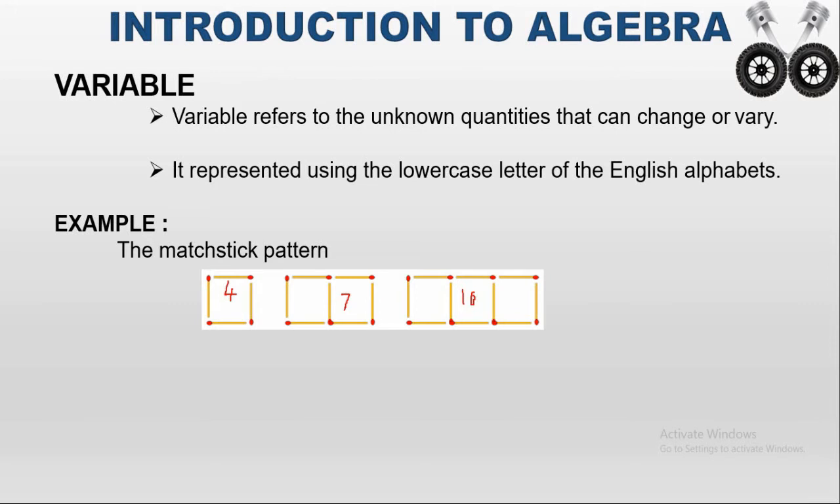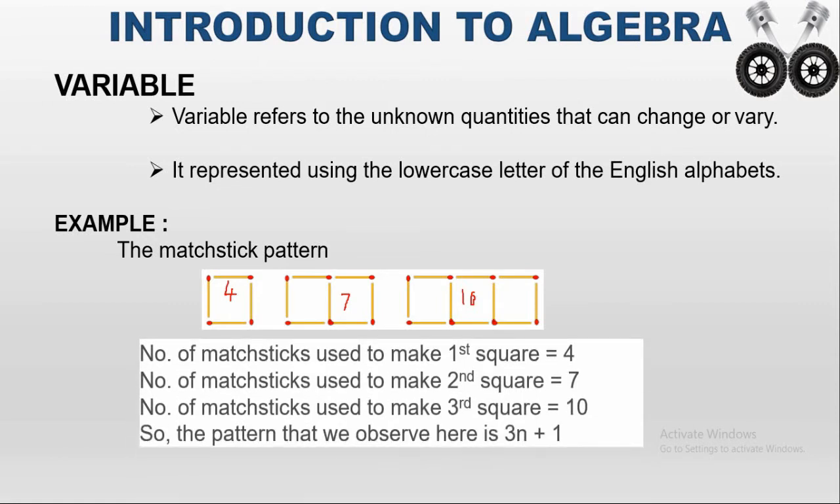So here some pattern is followed to arrange the squares using the matchsticks. The pattern used here is 3n plus 1. Here n is the variable. Why is n the variable? n is an alphabet, denoted as a lowercase letter. That is why n is called a variable. What I said in the definition: depending upon the situation, the value of the variable is changed.